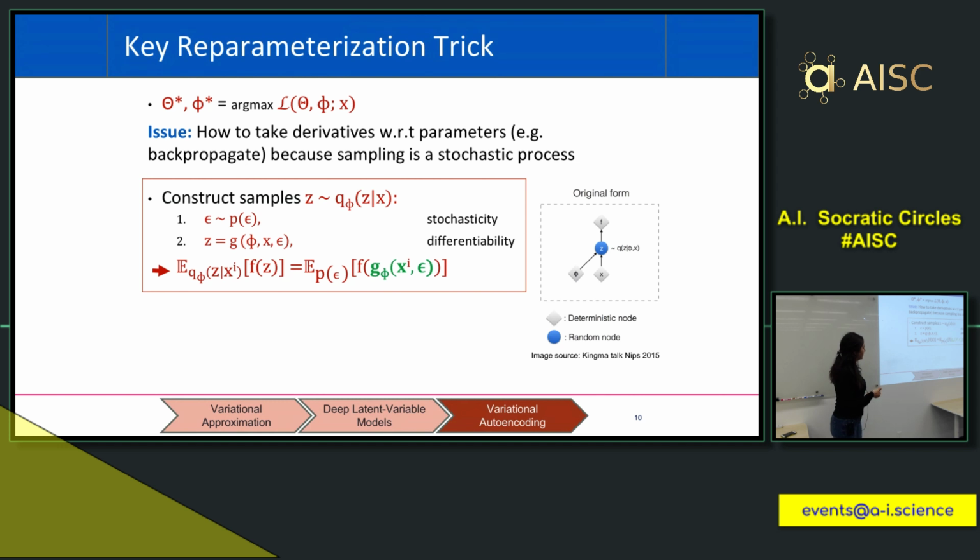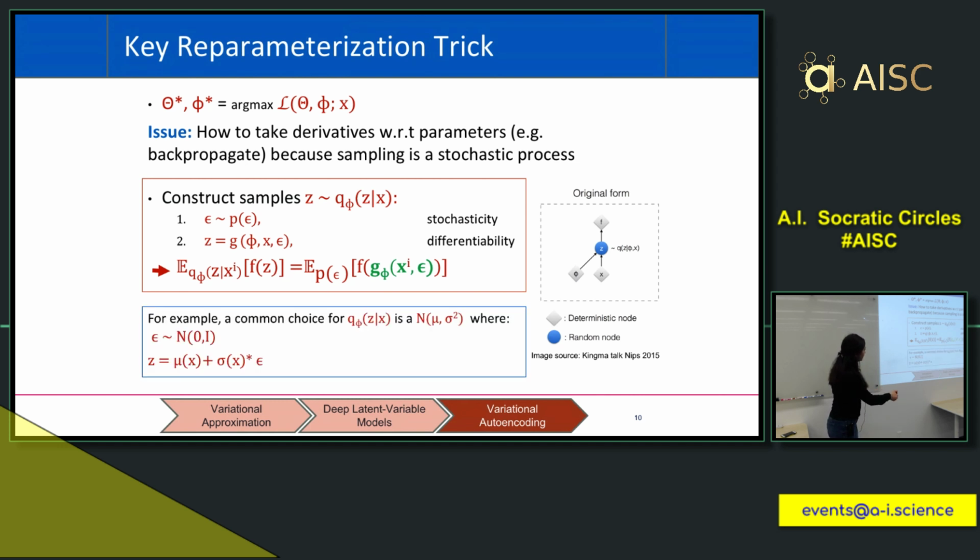Yes, exactly. For example, a common choice for this approximation is a normal distribution with mean mu and variance sigma. So I say epsilon is white noise, and then z equals a linear combination of mu and sigma, where mu and sigma are the outputs of the encoder. And I still have this stochasticity.